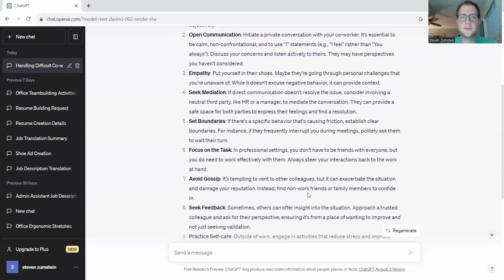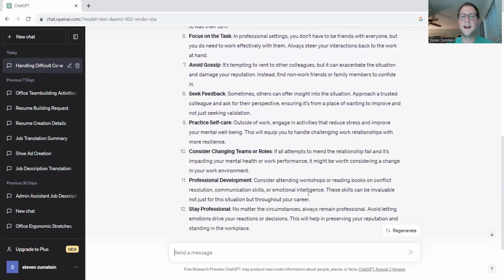Setting boundaries, focus on specific behaviors, and I would say set boundaries not only within what's acceptable and what's not acceptable, but when you're going to have the conversation with someone else, you want to make sure that you're doing that in the right area at the right time. Focus on the task. If you're having a disagreement with someone, you don't have to be friends, but everyone's got to work together and be efficient. Avoid the gossip. It's never good to talk about people behind their back.